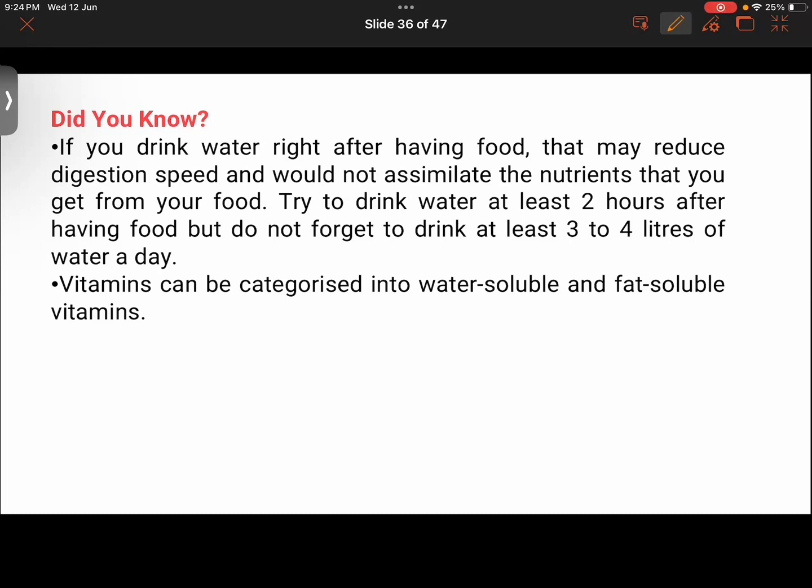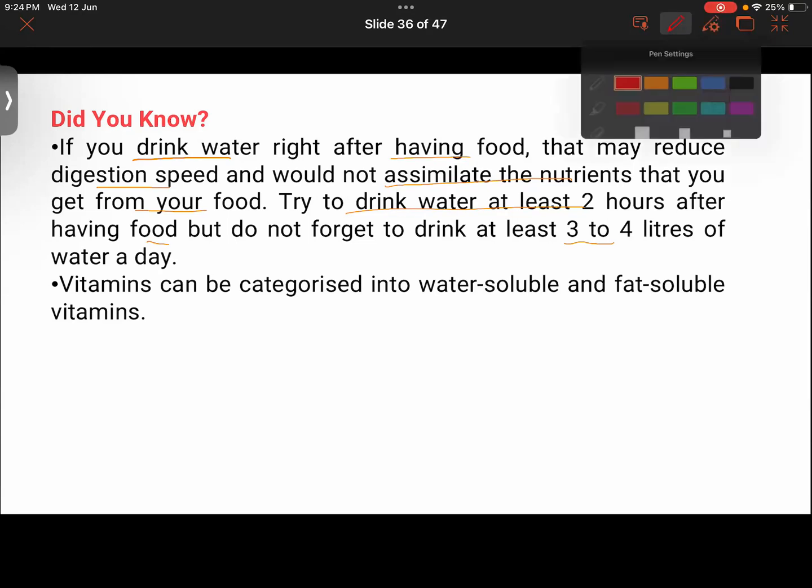Furthermore, there's an important thing to know: if you drink water right after having food, that may reduce the speed of digestion and you would not assimilate the nutrients that you get from the food. So you should try to drink water at least 2 hours after having food, but do not forget to drink at least 3 to 4 liters of water in a day. It's not that you should not take any amount of water, but you should just take 2 or 3 sips of water after having the food.